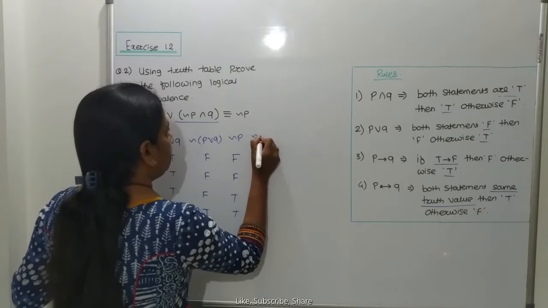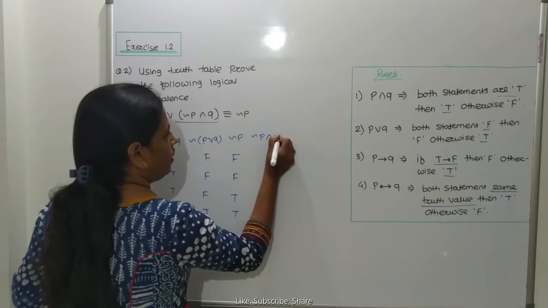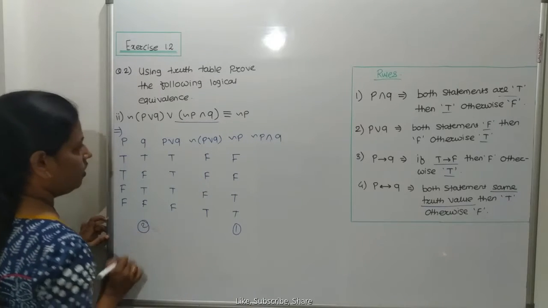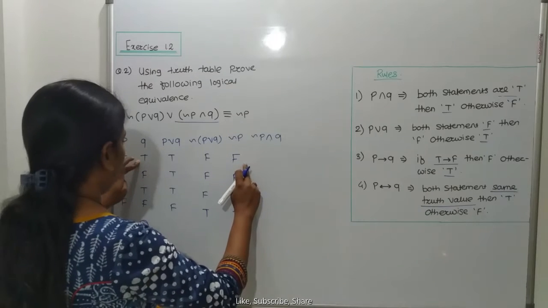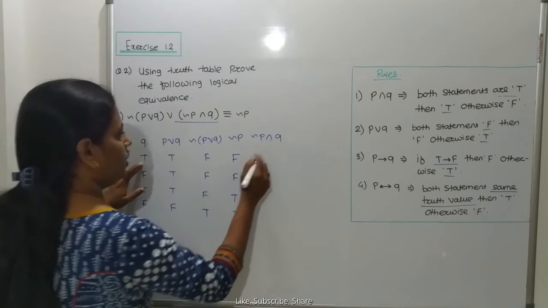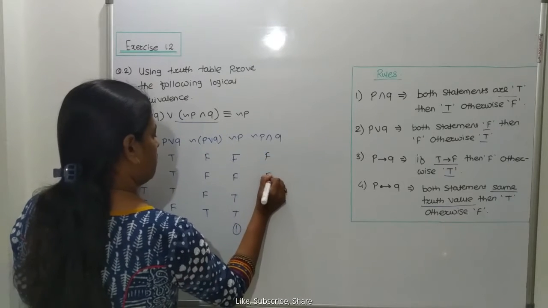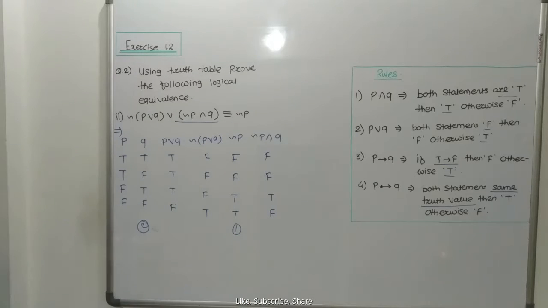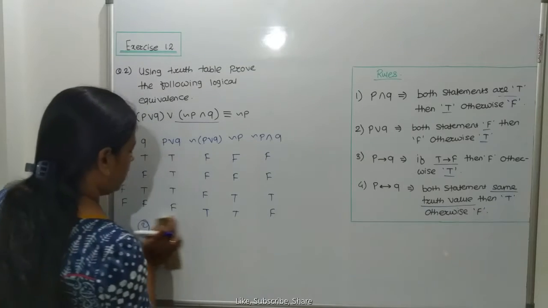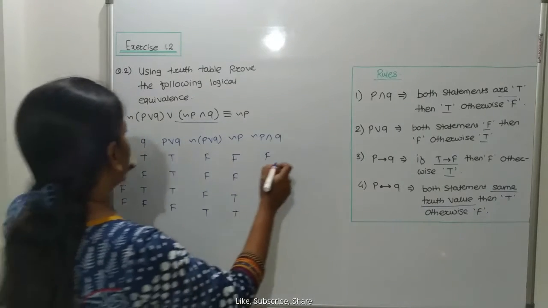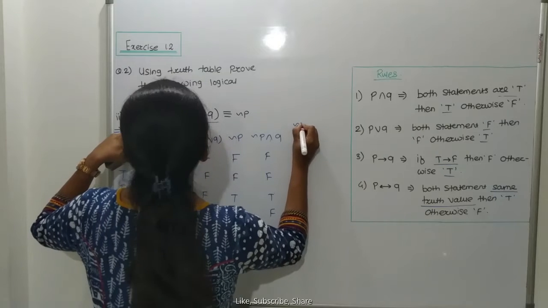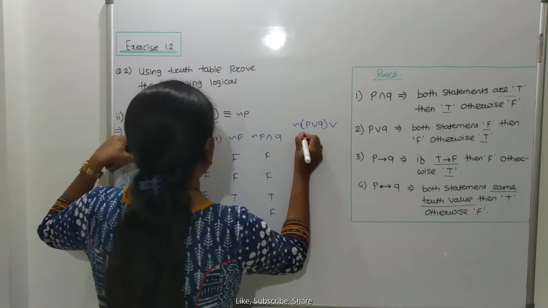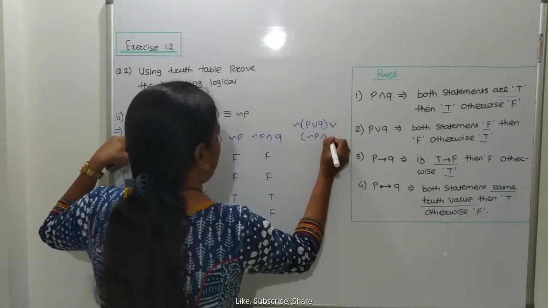Next, we have to perform P and Q, then not of P and Q. That means we consider this one as first and Q as the second. Okay. So for AND, if we get true, true, then we write true. True, false, false, false, false, false. So true, true, true, false, true, false. Okay. Now next one is there. We have to find out not of this one. What we have to write? Not of (P or Q) or not of P and Q.